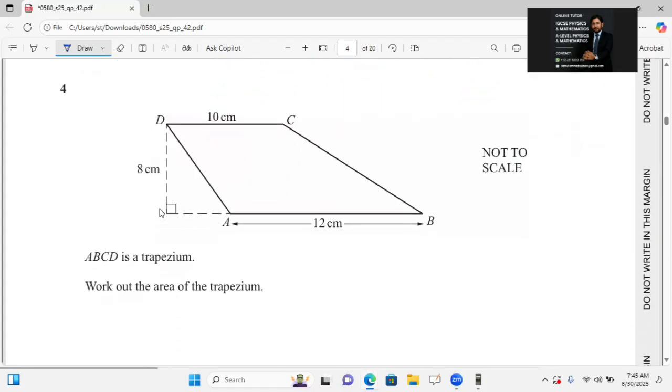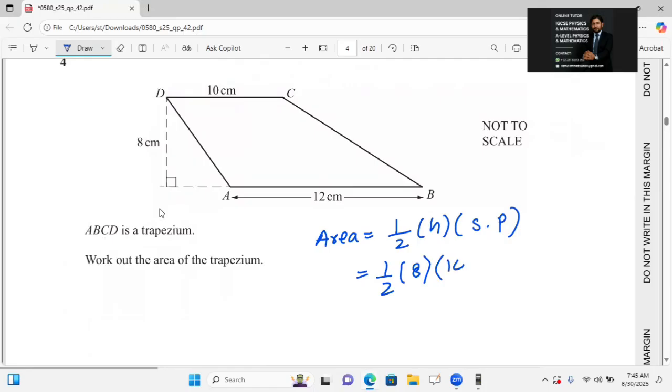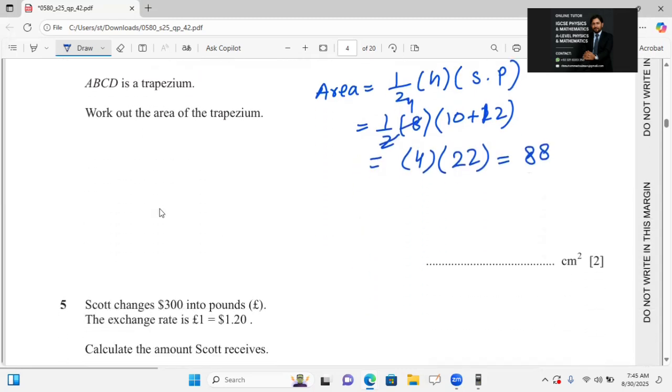ABCD is a trapezium. Find the area of the trapezium. The area of a trapezium has the formula 1 by 2 into height into the sum of the parallel sides. So it is 1 by 2 into height 8 into the sum of parallel sides 10 plus 12. 10 plus 12 is 22, so it is 22 into 4. 4 times 22 makes 88. That will be 88 centimeters squared.